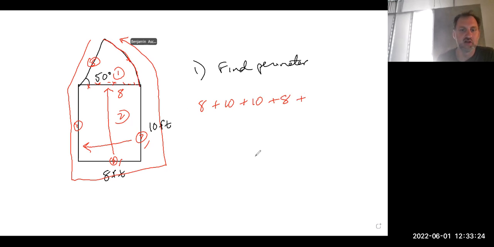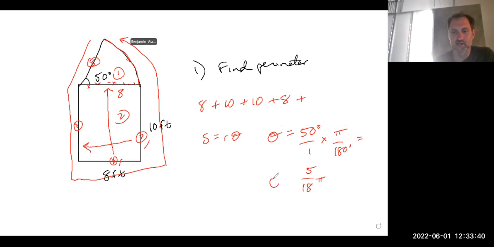I'm going to use the arc length formula. S equals r theta. Theta equals 50 degrees. I need to convert, so multiply by pi over 180. And so we're looking at 5/18 pi as my angle. R we agreed was 8. So the arc length is just going to be 8 times 5/18 pi. So that's what I'm adding in. I could simplify this a little bit: 4/9 pi. Looks like my answer. I'm ready to add it up and do my rounding in the end.